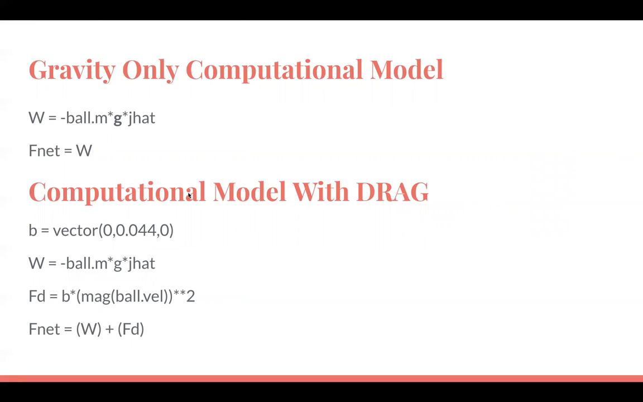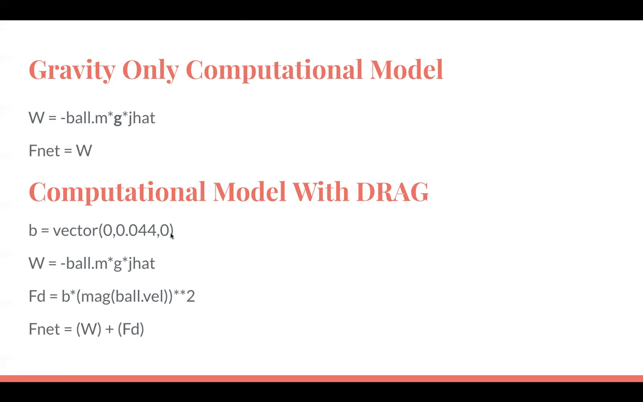And then for the computational model with drag, I have the similar W variable, except you have to add in the force of drag, which is B, a variable that I calculated later, I'll explain, times the magnitude of the velocity squared, which comes from the momentum principle, mass times velocity. So this B variable I found to be 0.044.